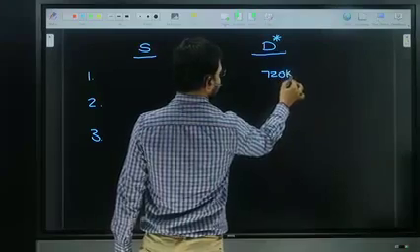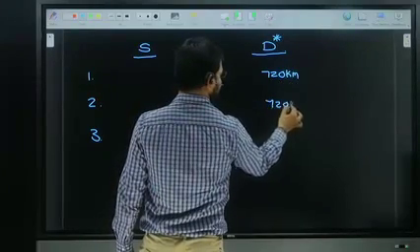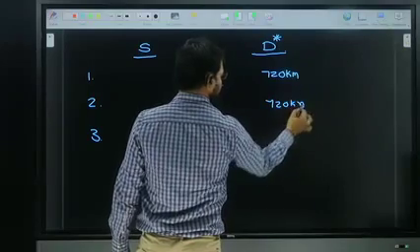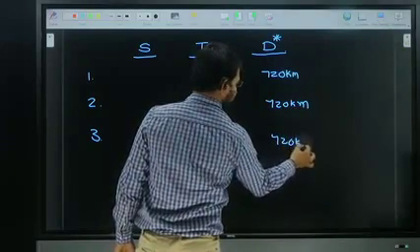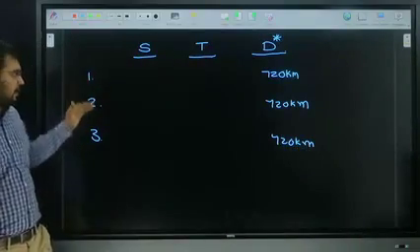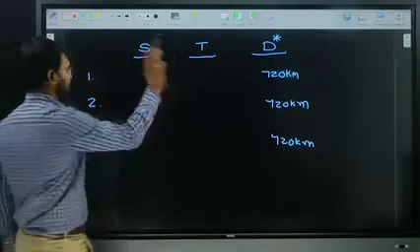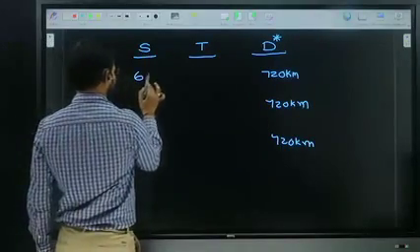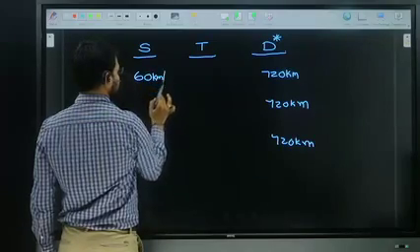In all three cases, distance is 720 kilometers. So distance is constant. Look at me, all of you. In the first case, I assume speed is 60 kilometers per hour.